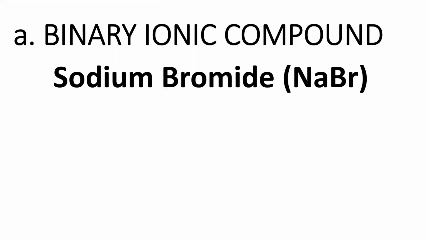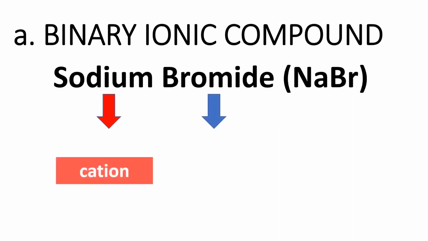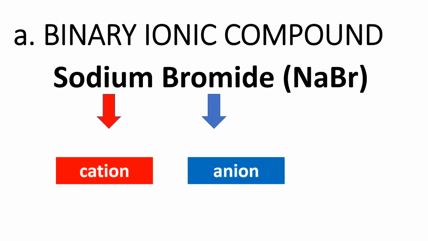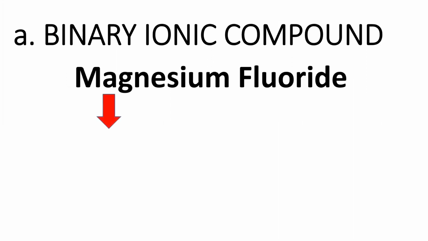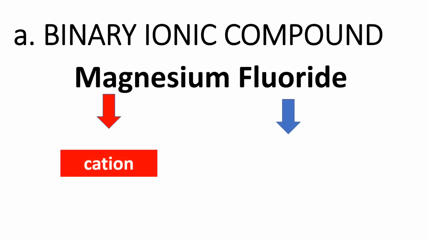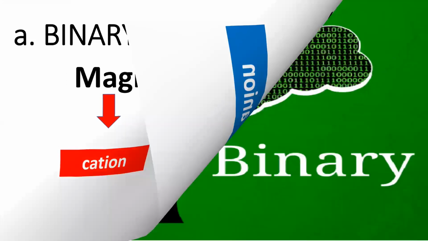An example is sodium bromide, or NaBr. So why is it NaBr? Remember first that sodium is a metal, it is a cation, and bromine is a nonmetal, an anion. Another example is magnesium fluoride. Magnesium is a metal which is a cation, and fluoride is a nonmetal which is an anion.